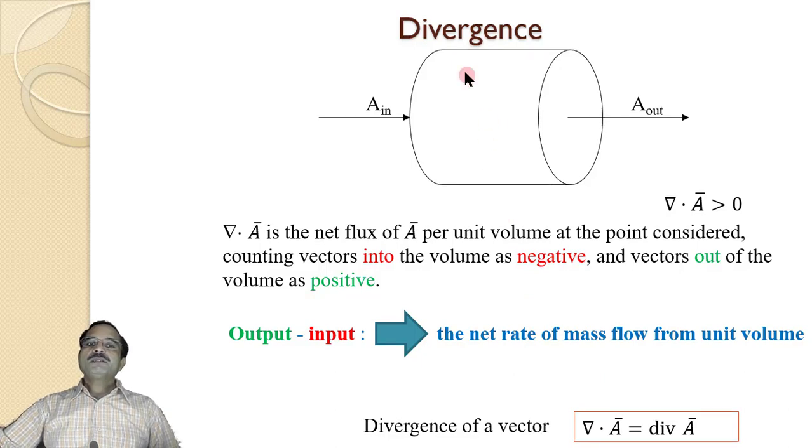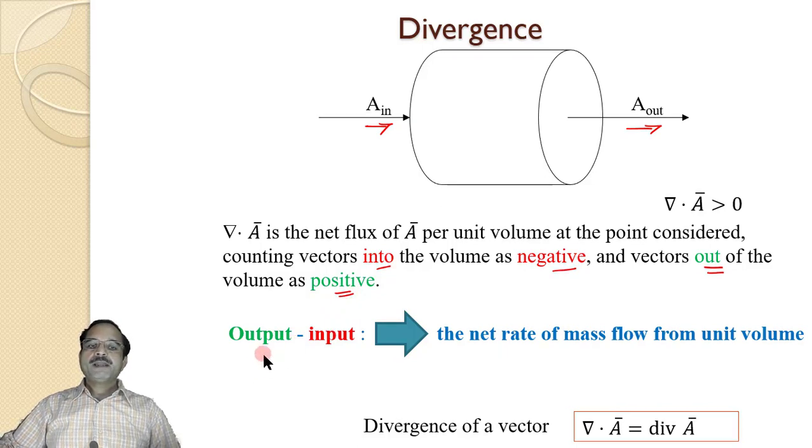Let us assume this volume. Now in this volume some field is entering, called A in, and the vector field coming outside of this volume is A out. So del dot A is the net flux of A per unit volume at the point considered. The field entering the volume is said to be negative, and the field coming outside of the volume is said to be positive.